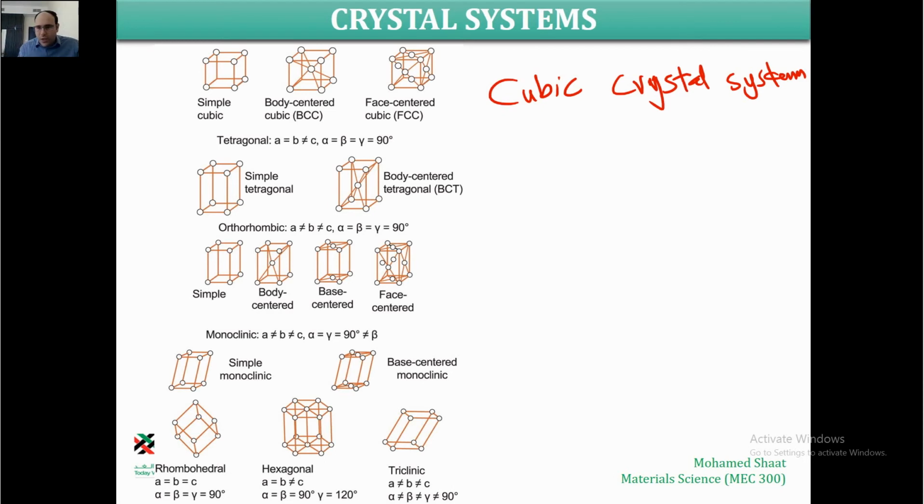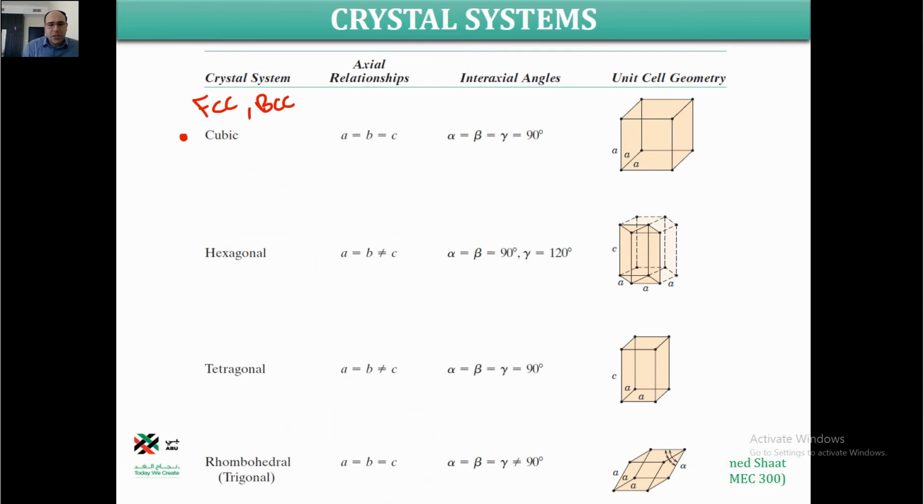We do have some metals that have the simple cubic crystal structure, some other metals that have BCC, and some other metals that have FCC. These three crystal structures are located in one group, in one crystal system known as the cubic crystal system. Make sense? The second crystal system here is hexagonal.